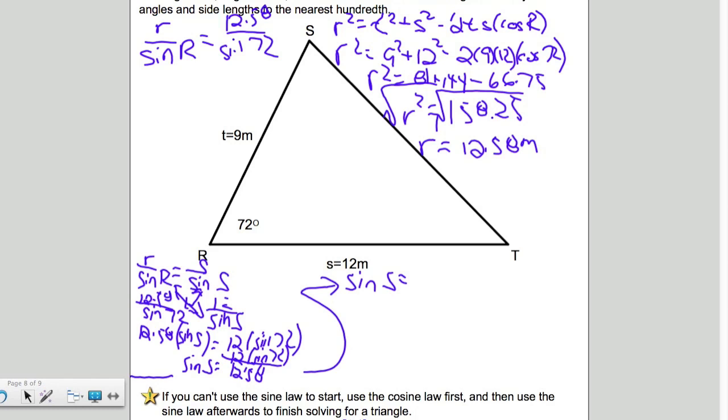You guys have the calculators. Michael, okay, I have a question. The second step, where it's like 12.58 over sin 72, and then is equal to 12 over sine of S. Oh, the 12's from the little s. Okay, never mind.